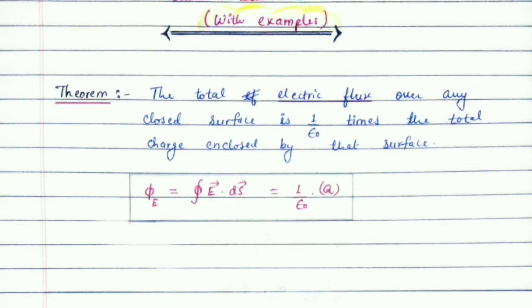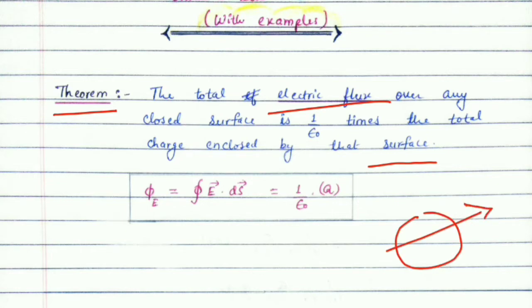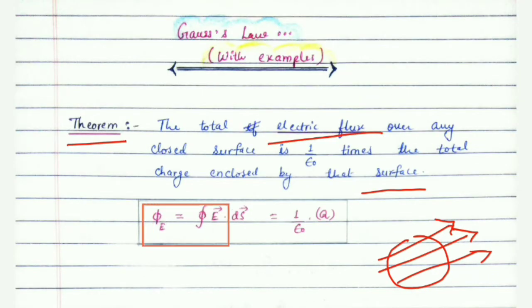So let's begin. Our first point is Gauss's theorem. It says that the total electric flux over any closed surface is 1 upon epsilon naught times the total charge enclosed by that surface. Now, what is electric flux? Electric flux is the total number of electric lines of force which pass through any surface per unit area.